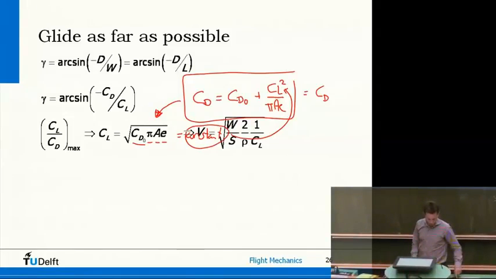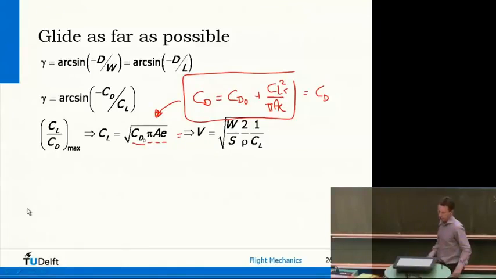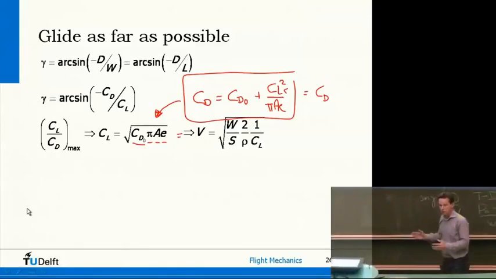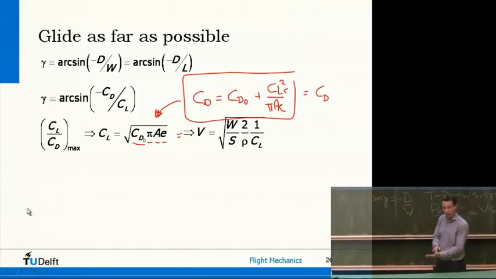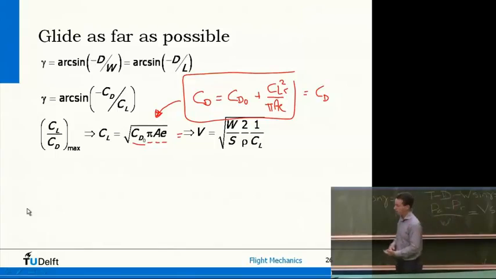Now that's a bit messy, so let me remove it for you. What you see now is that once you know the lift coefficient, from lift is equal to weight, you can always calculate what is the corresponding speed. And that's something you can write down in a manual. Tell the pilot if you fly at that speed, you will reach the furthest distance in case of a gliding flight.